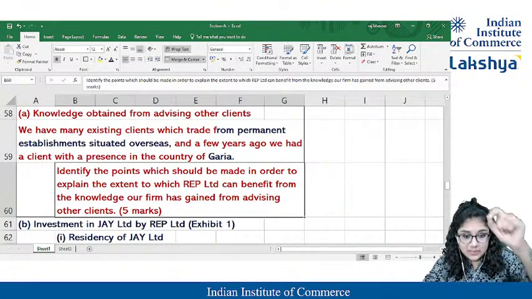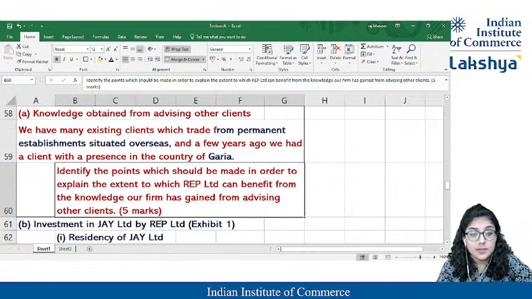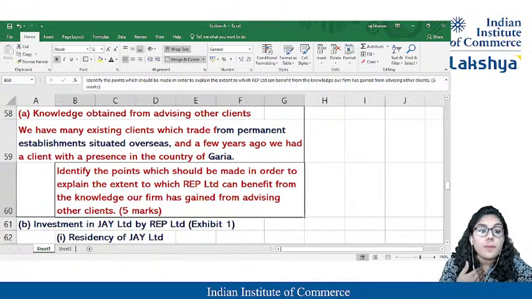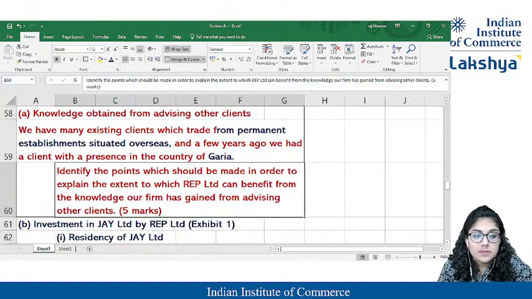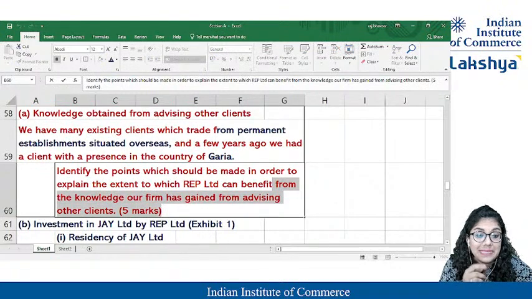Identify. This is what the question is. Identify the points which should be made in order to explain the extent to which the REP can get the benefit from the knowledge our firm has gained. Students can remember, can understand. Give them some advice from the knowledge your firm has gained from advising other clients.